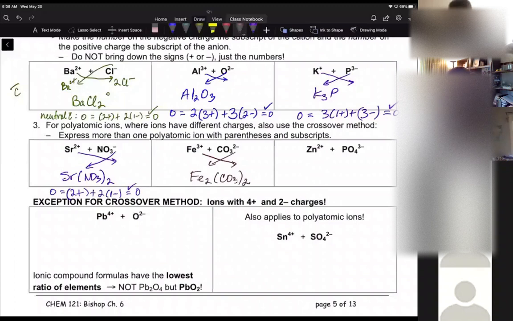Oh, I made a mistake. We have to bring that 3 down. So the balance that we're looking for here is the charge balance. We want to make sure that our charges total up to 0. So what I did was I put in parentheses NO3 minus, and I'm going to have 2 of them. So that 2 is going to distribute.